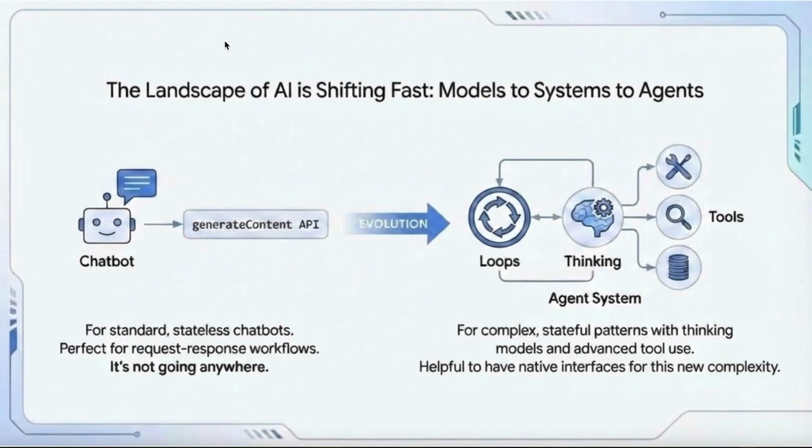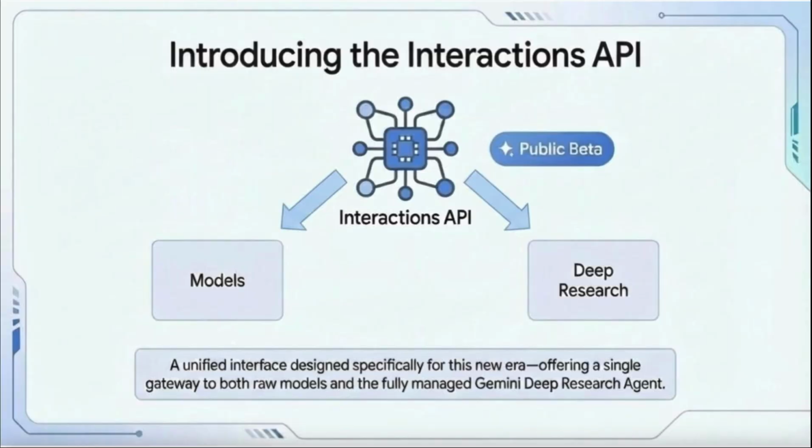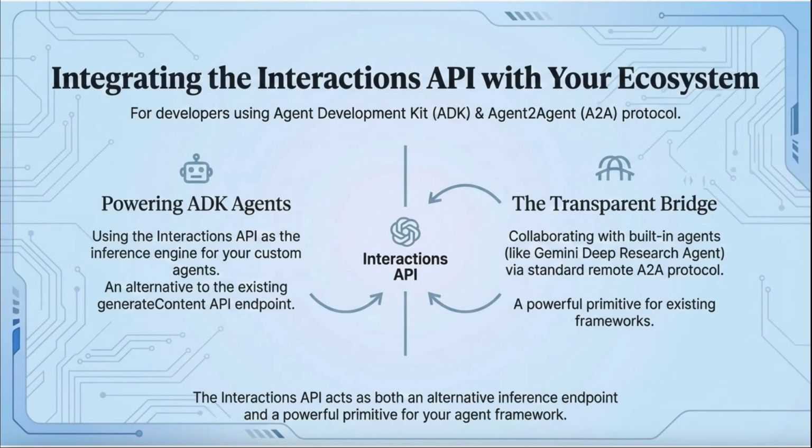Rather than retrofitting these complex stateful patterns into existing endpoints, it would be helpful to have native interfaces designed specifically to handle this new level of complexity. To support this new era, Google has launched the Interactions API, which is now in beta. Think of this as a unified interface. It offers a single gateway that gives access to both raw models and fully managed systems, like the new Gemini Deep Research Agent.